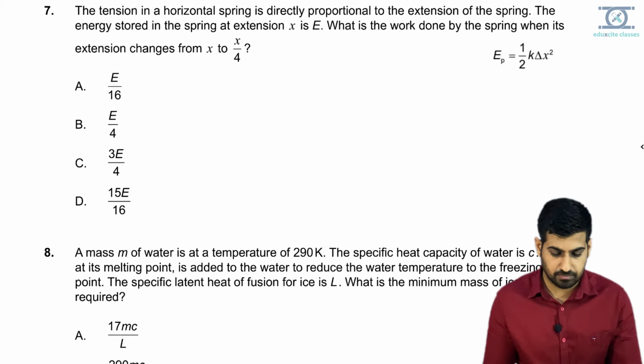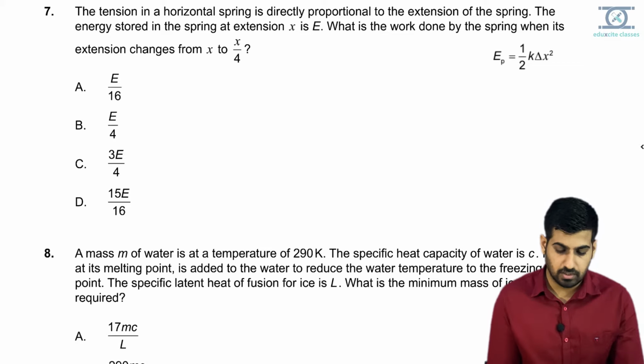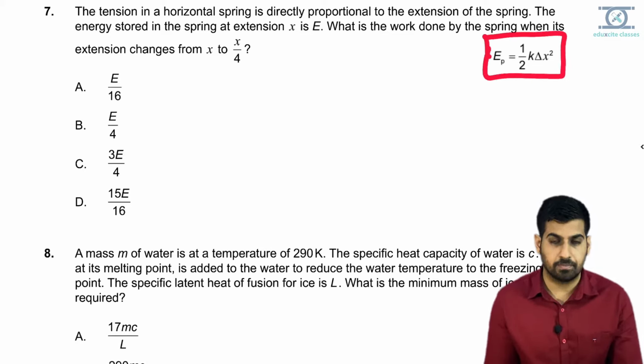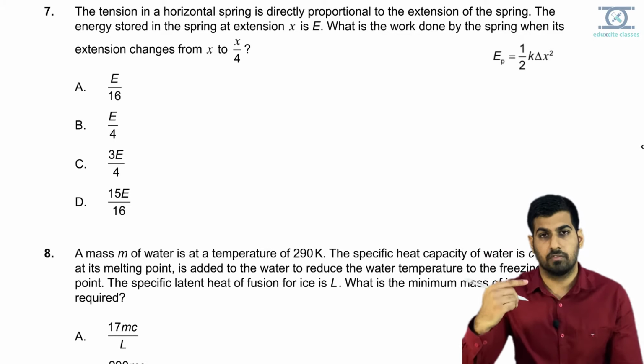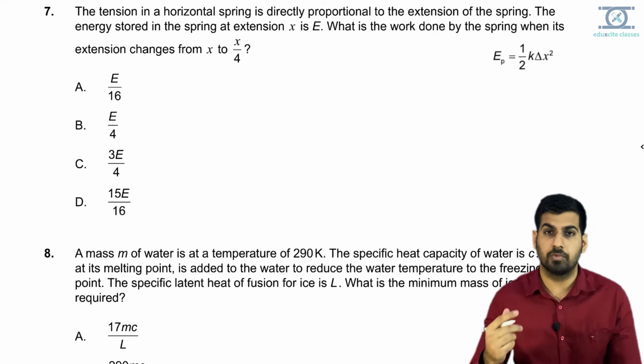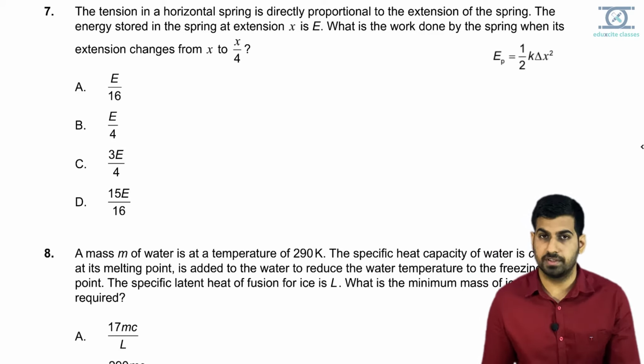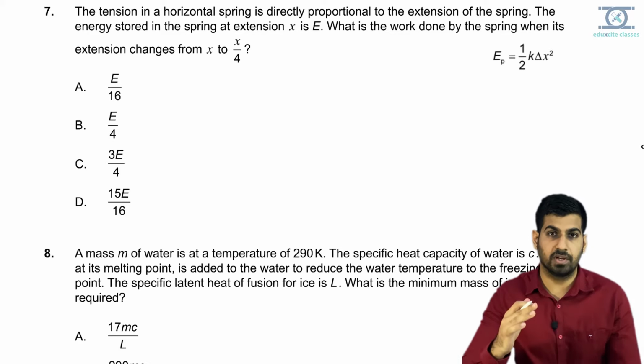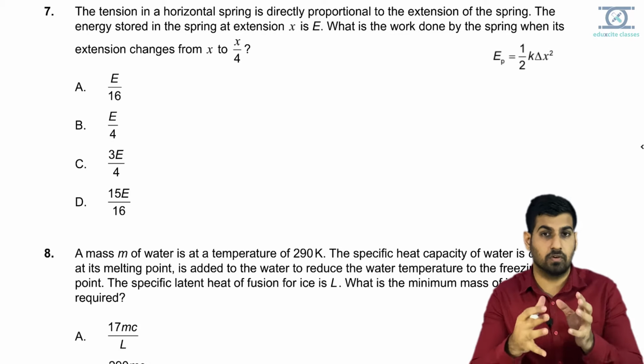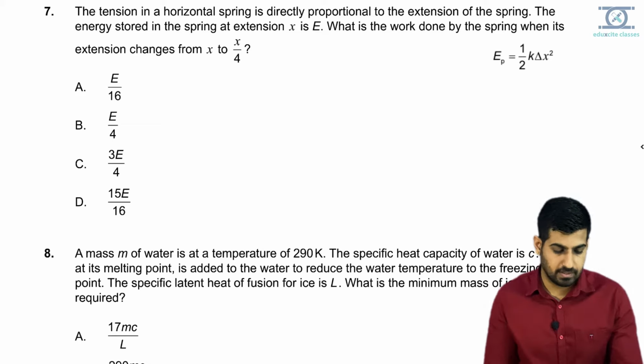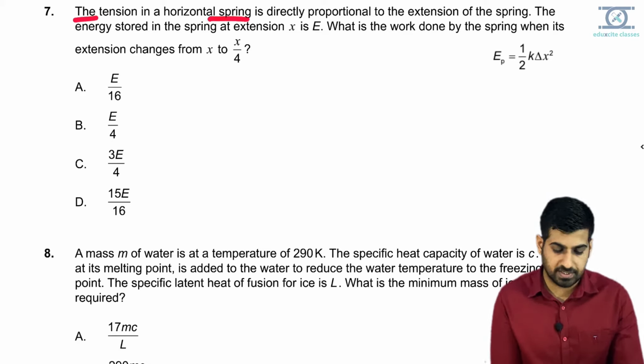Okay, now the question number 7. Look, whenever you find these type of formula given, these are directly taken from your physics booklet which is being provided during the examination, so that you can compare how the question can be solved using your physics booklet. Okay. So the tension in a horizontal spring is directly proportional to the extension of the spring.